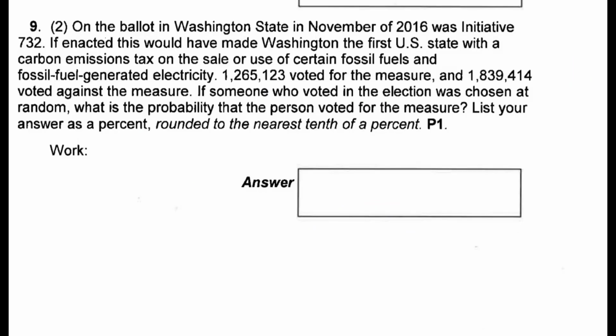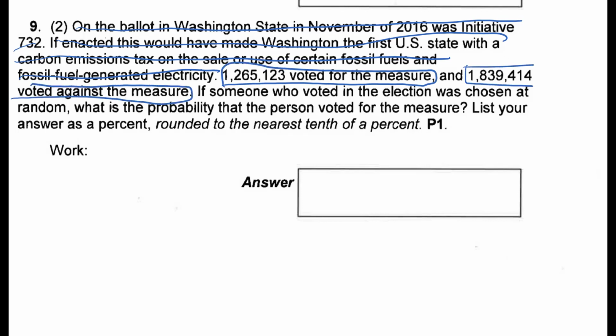All right, on the ballot was Initiative 7. Okay, nobody cares about that detail, so this sentence doesn't matter. If enacted, we don't care about this. Okay, so this is going to be information that's useful. And so we've got a for and against. So if you choose somebody at random, oh, okay, what's the probability that the person voted for the measure?